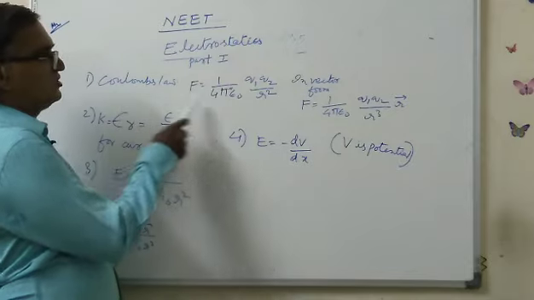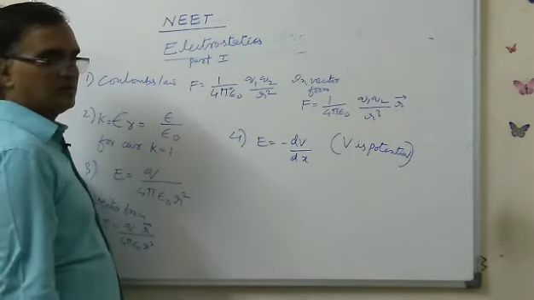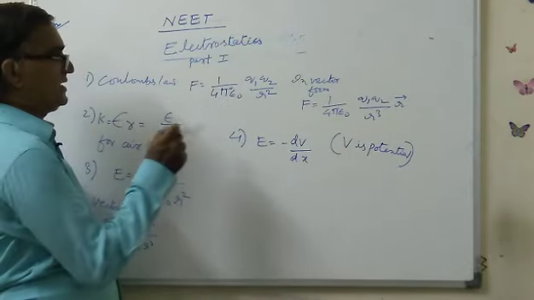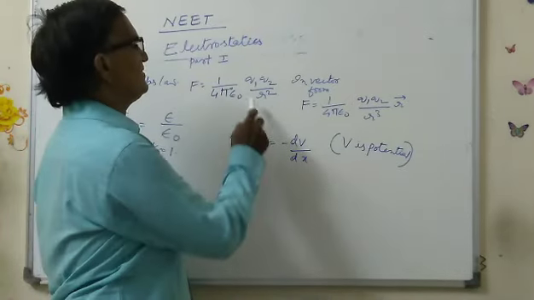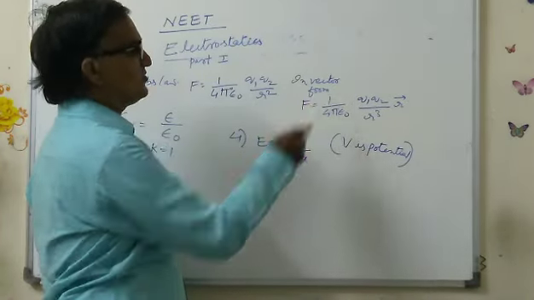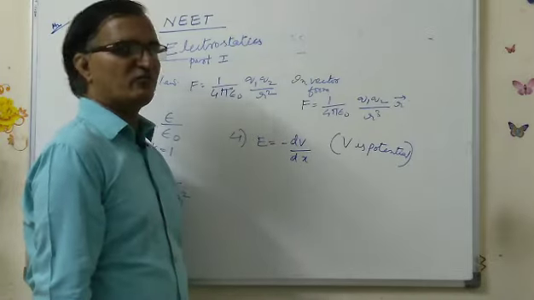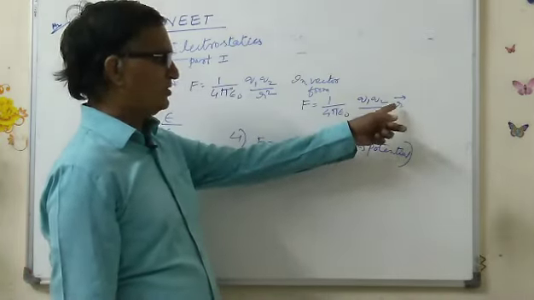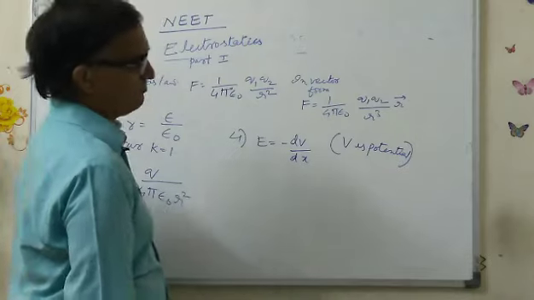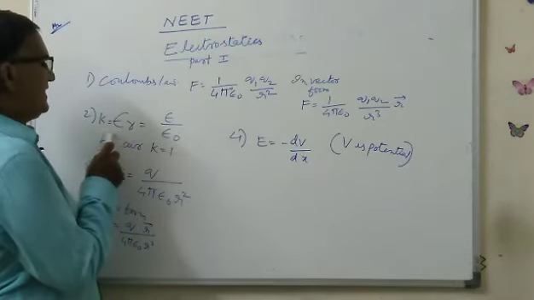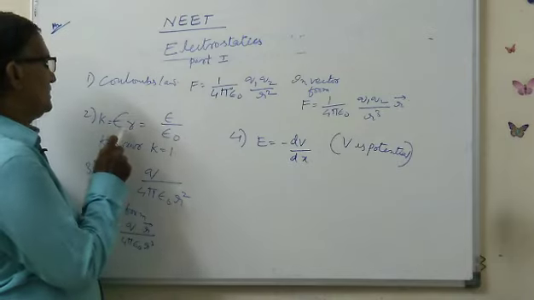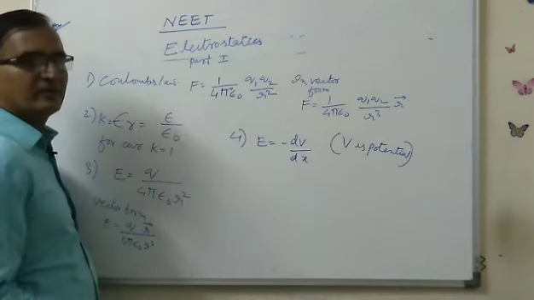Now coming back, a brief recap of the formulas for electrostatics. Here you have first Coulomb's law: F is equal to 1 by 4 pi epsilon naught Q1 Q2 by R square, where R is the distance between the charges. In vector form, F is equal to 1 by 4 pi epsilon naught Q1 Q2 by R cube into vector R. Now K is called the dielectric constant, equal to epsilon by epsilon naught.